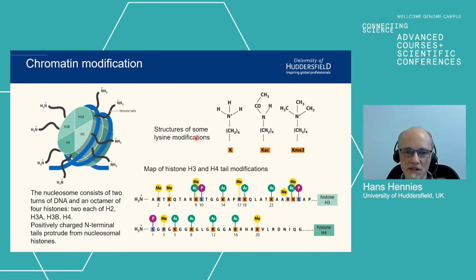Most of these modifications are on lysine residues, and they can be either acetylation or methylation. In this example, this would be a trimethylation on a lysine residue. So we would have a map of these modifications. This would be the sequence of the histone tail, and we have various modifications, methylations and acetylations, and some other modifications that are characteristic for this particular situation.